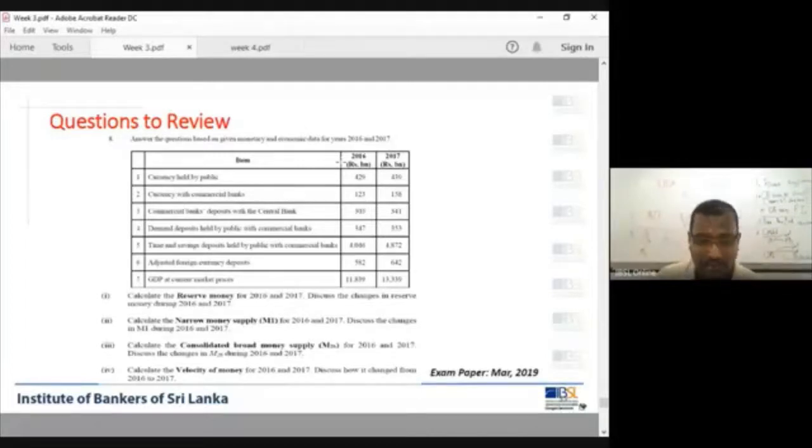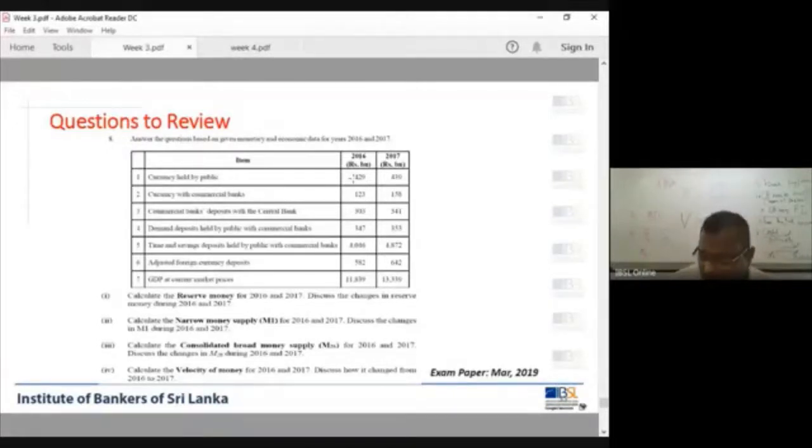Straight away, we don't have it. But we are given components. What are the components? Currency held by public plus currency held with commercial banks. That equals currency in circulation. So if you add up 429 and 123, that equals currency in circulation plus commercial bank deposits with the central bank. So if you add up all these three straight away, you get reserve money.